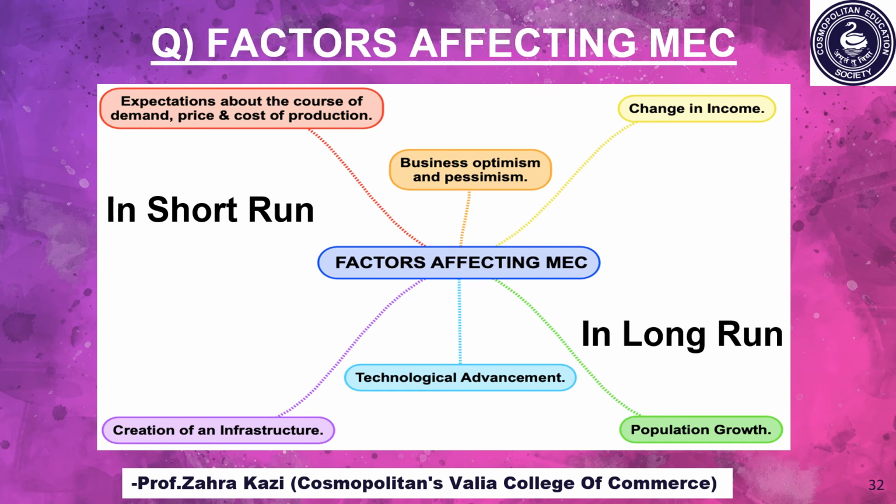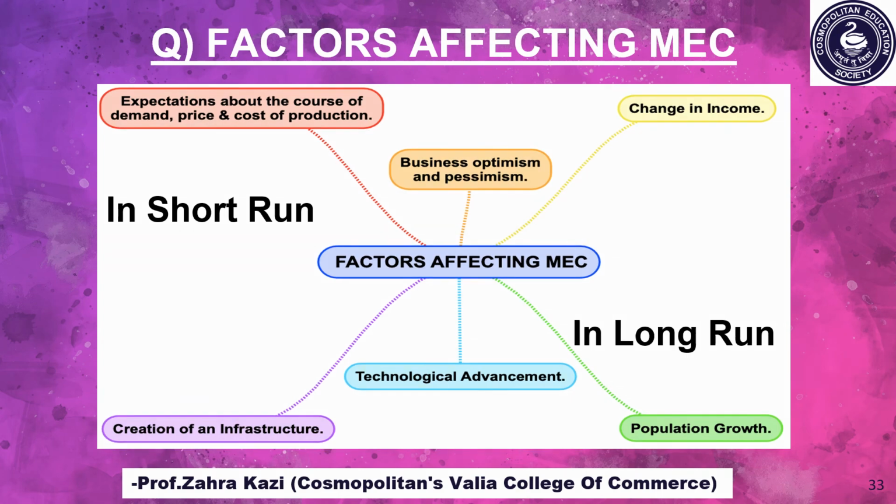The third short-run factor is change in income. For example, in an economy, if the government reduces taxes, this will lead to an increase in the level of income among the people. This would encourage more demand, and as a result the MEC will rise. Further, MEC is also affected by long-term factors which are dynamic in nature. So let's understand these long-term factors.